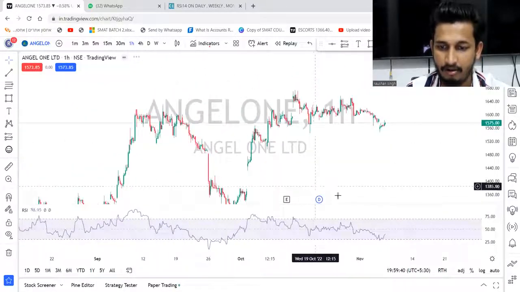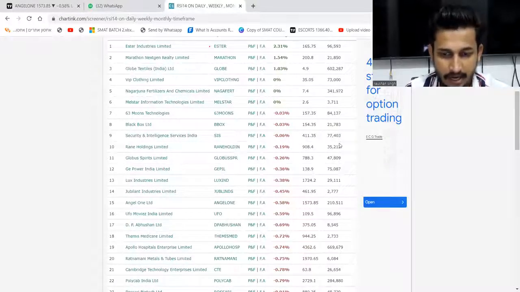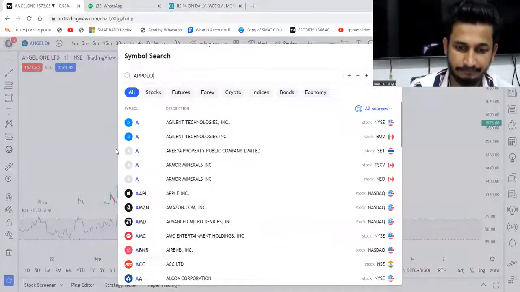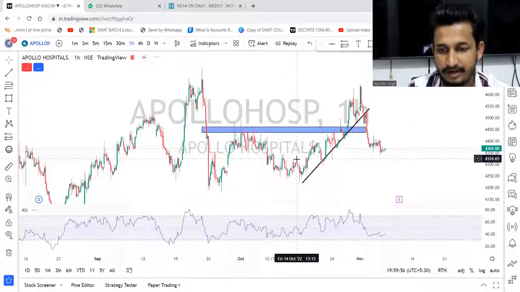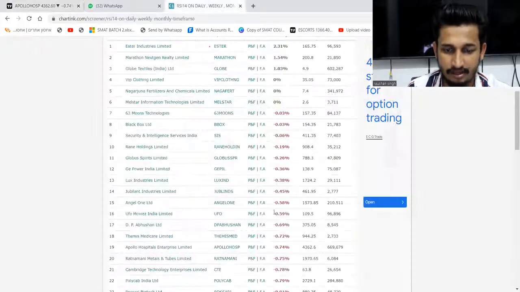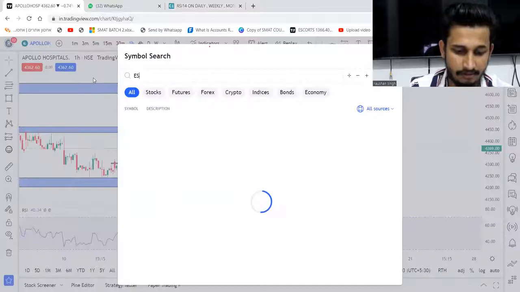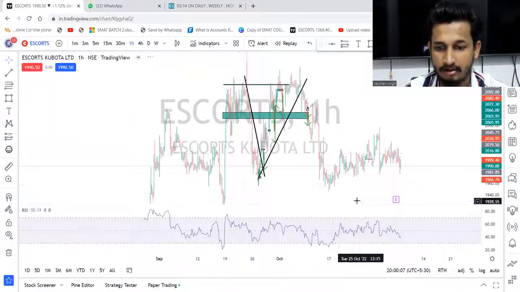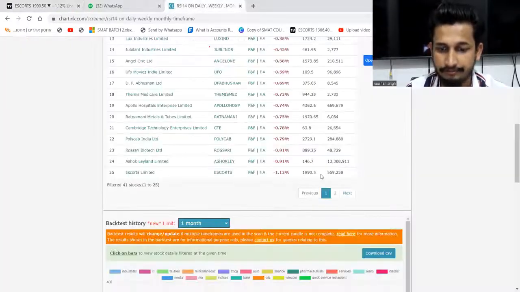Right now it has already gone upside, so anyway, we cannot go for it. Then we can choose Apollo Hospital. Apollo Hospital is also in range. So every day the list will be getting changed. Yeah, the list will always be getting changed. Scots, have a look at that. Scots is changing its trend, by the way, right now. It is still changing its trend, so not even this one, we can go for it.